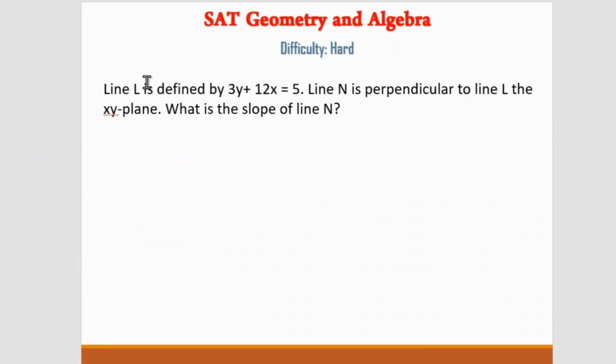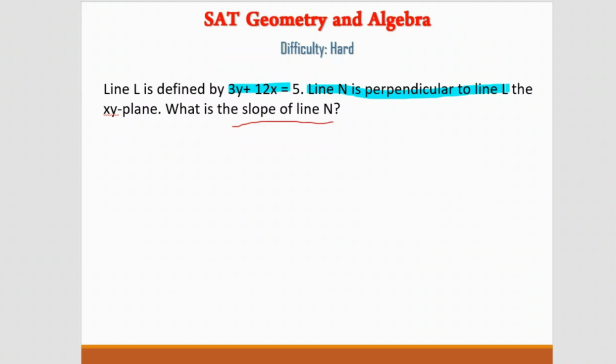So let's figure out what information they're asking for. They're asking for the slope of line N. And what other information have we been given? We have been given the equation of line L, and that line N is perpendicular to line L. These two are the only pieces of information we have been given, and they want the slope.